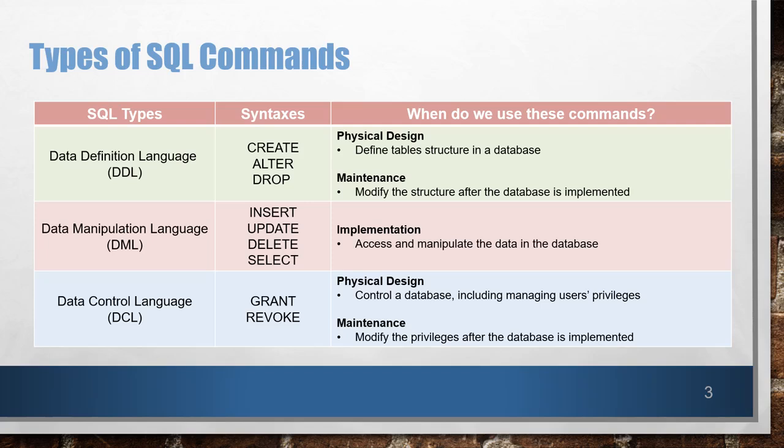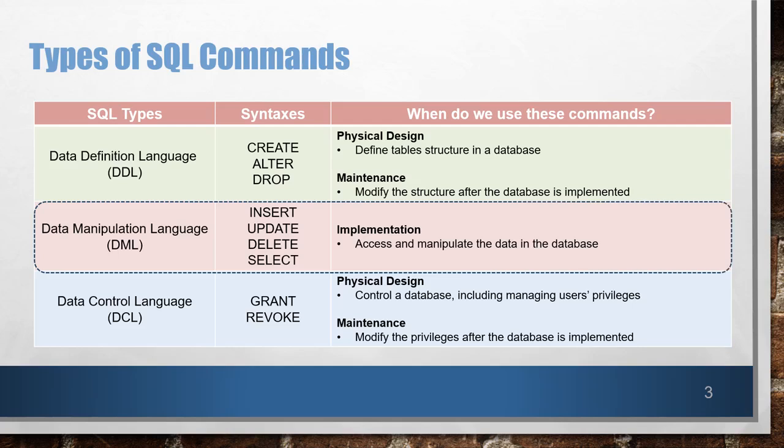Referring to our discussion in the last week, there are three types of SQL commands we use when we are working with the relational databases. They are DDL, DML, and DCL. In the last week, we have a thorough discussion on DDL. In this week, we will switch our attention from DDL to DML.